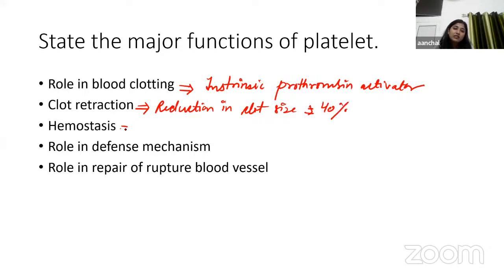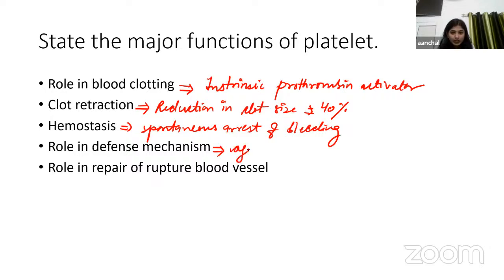Now, what is hemostasis? Already we have seen it is the spontaneous arrest of bleeding, and the whole mechanism and the role of platelets we have discussed. Next we have the role in the defense mechanism. Platelets are also very important for defense by the property of agglutination. By agglutination, the platelets encircle the foreign bodies and also destroy them.